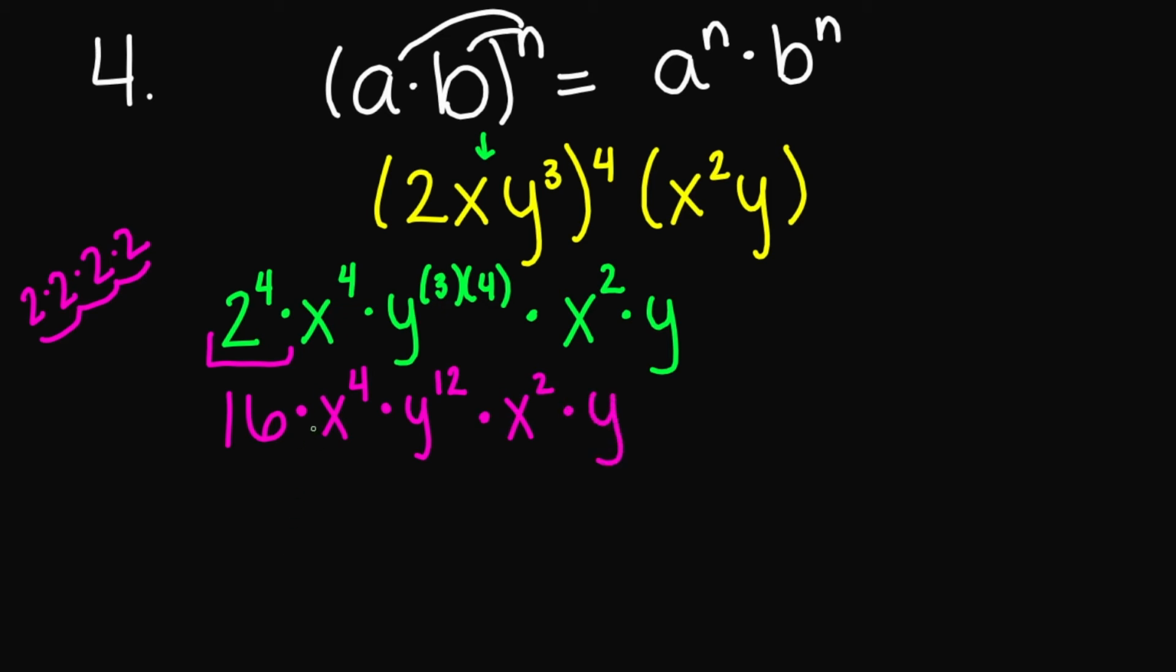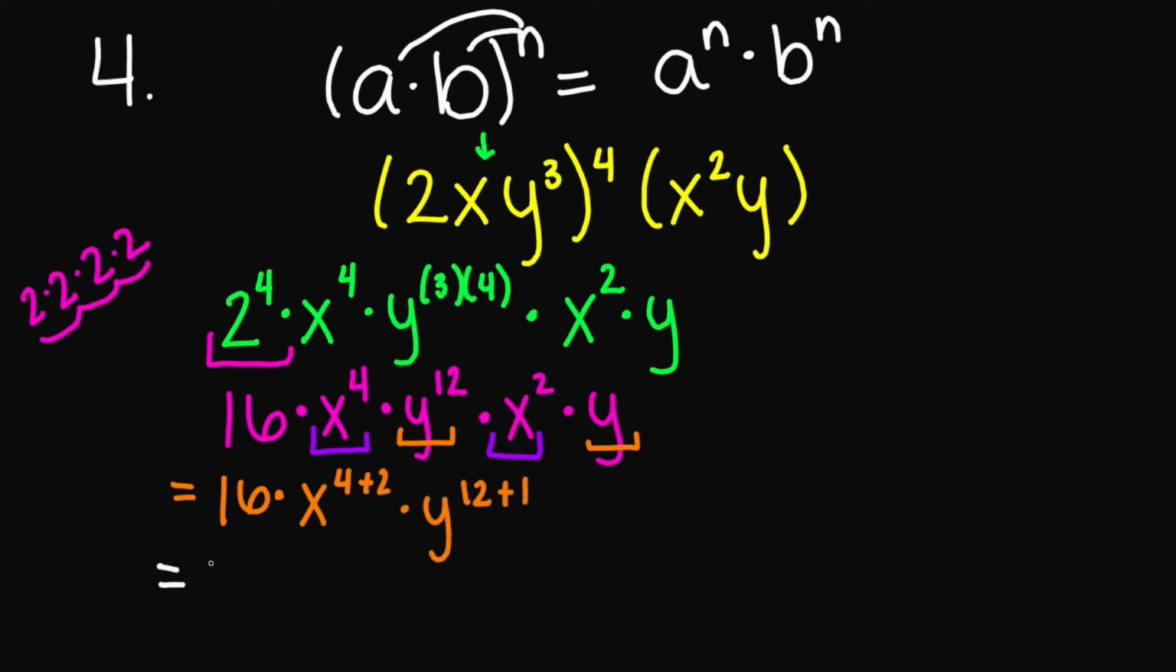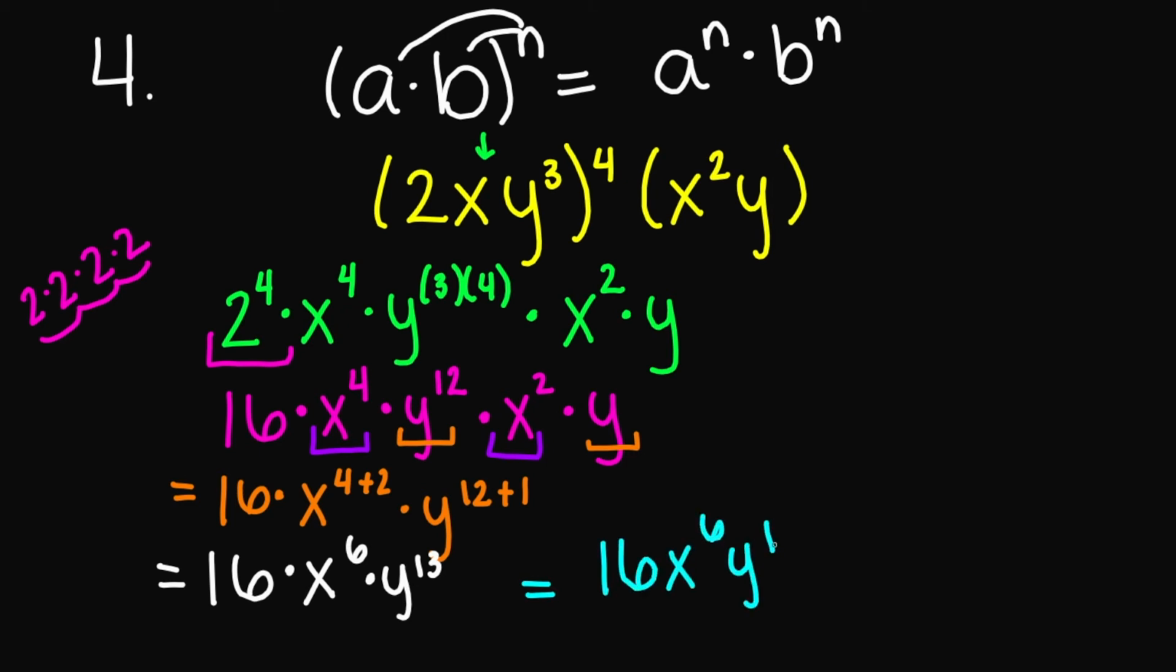And just by looking at this, I can simplify my x to the 4th and the x squared. I can also simplify the y to the 12th and the y. So we're going to get 16 times x to the 4 plus 2 times y to the 12 plus 1. This is going to be 16 times x to the 6 times y to the 13. Since I cannot simplify my answer any further, your final answer is going to be 16 x to the 6 times y to the 13. This is your final answer here.